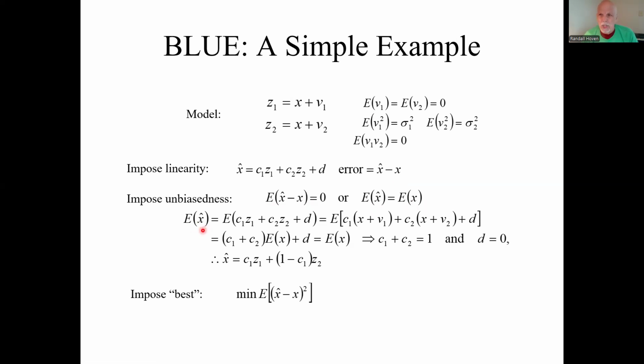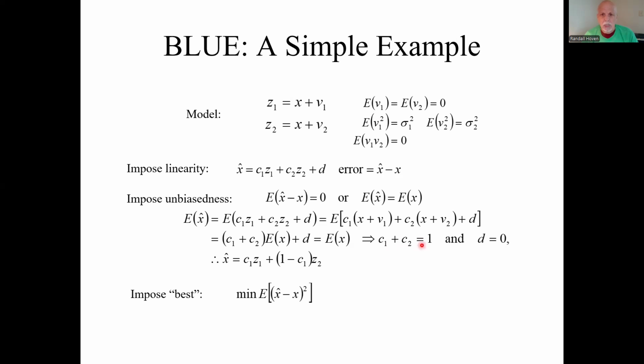So what is that expected value of our estimate? Well, here's our estimate. We put that in there, and then we substitute in what these z's are. We get that. But take the expectation term by term, and you get this relationship between the C1 and the C2, and also D equals 0. Because this simplifies to that, and that must equal this expected value.